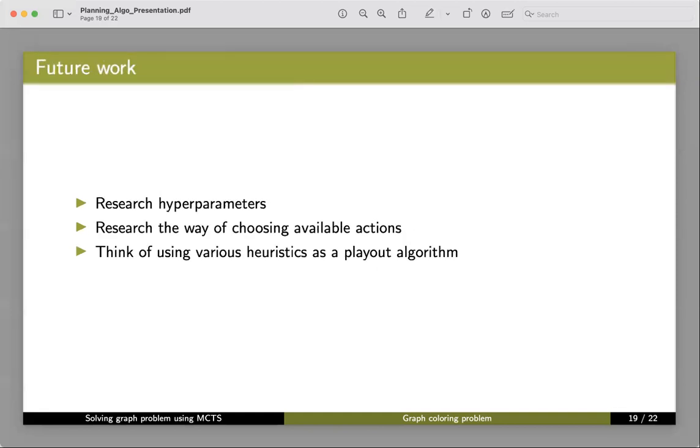Next slide, future work. As we said, we have to research hyperparameters a lot. And we have to research the way we choose actions. And also we can use various heuristics for the playout algorithm, both deterministic and stochastic ones, for example greedy or even ILP or SAT solvers.